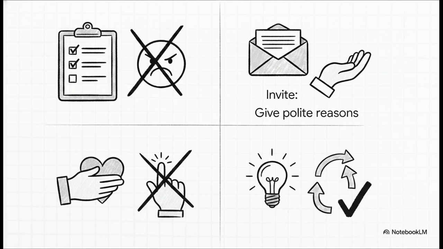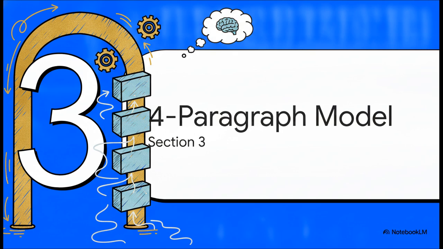And if you're making a suggestion, a brilliant Canadian cultural strategy is to affirm the current situation first before proposing any alternatives. Now we're on to Section 3, the golden 4-paragraph model.